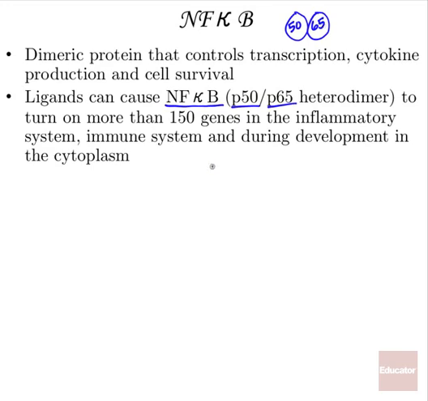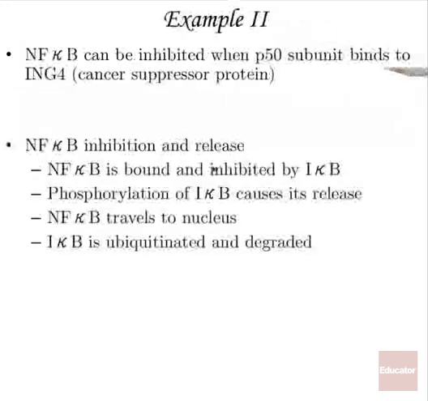So let's talk a little bit more about NF-kappa B. As I said, it plays a large part in the immune system and so forth. For one example, NF-kappa B can be inhibited when the P50 subunit binds to a cancer suppressor protein. If it's inhibited, therefore, it cannot help with transcription or increase transcription for the rest of its purposes.